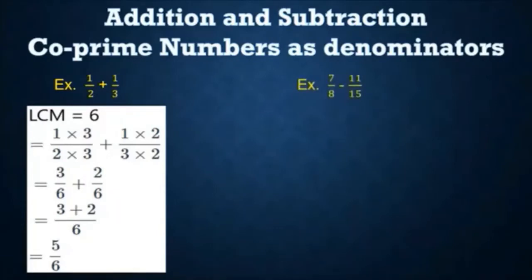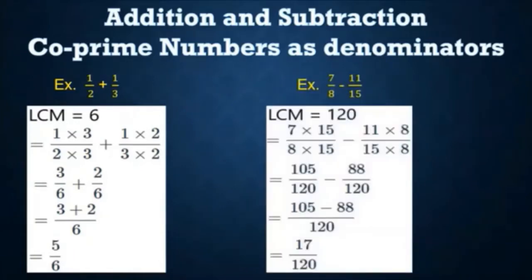Now let us do an example for subtraction. Our example will be 7 by 8 minus 11 by 15. So the LCM of 8 and 15 will be 120.